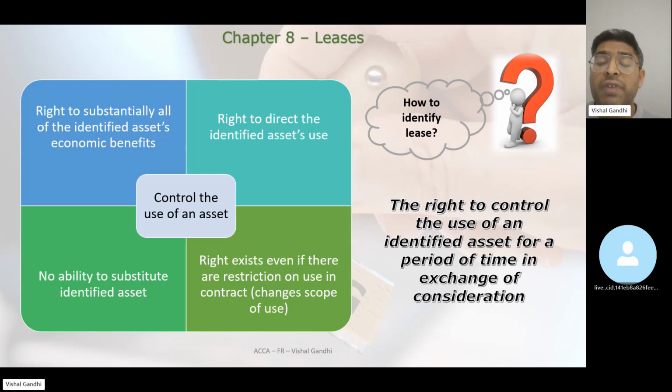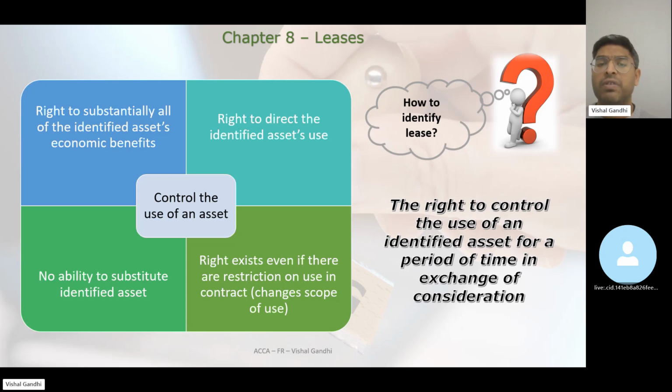Now, how we can identify whether the contract is a lease contract or not a lease contract. The main identification of it is right to control the use of an identified asset. So we should have the right to control the use of an identified asset for a period of time in exchange of consideration. Now, how we can identify whether the lessee has a control of that asset. There are four things that we can see. Right to substantially all of the identified asset's economic benefits.